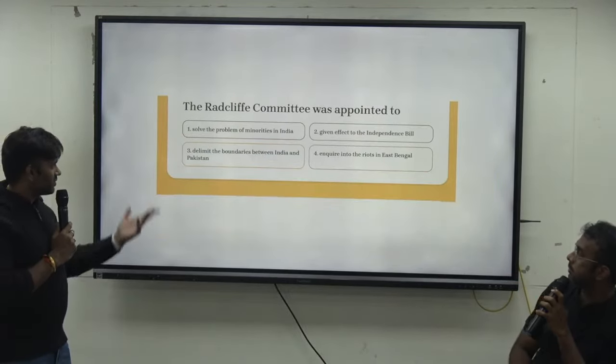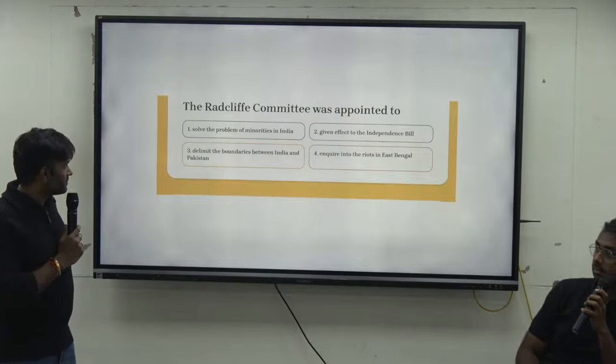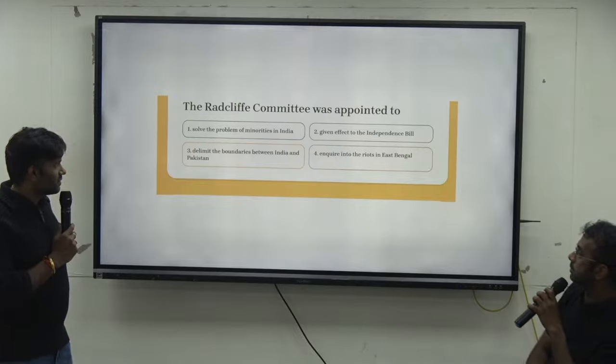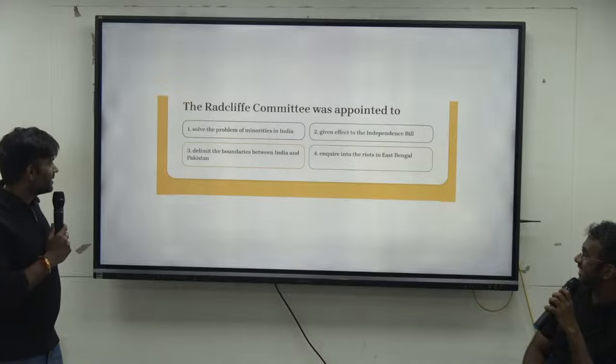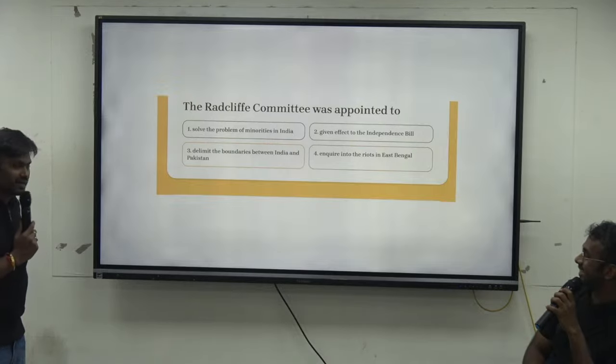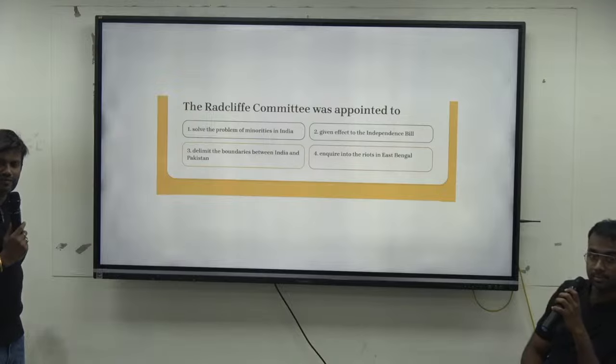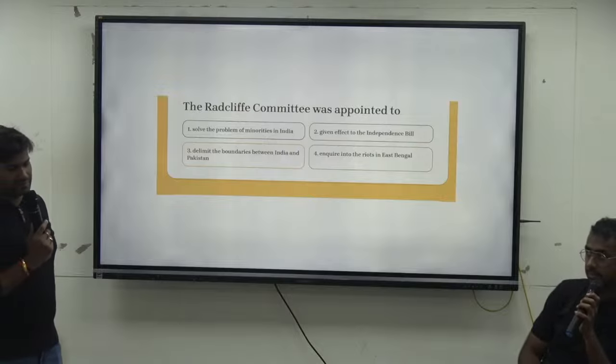Ratcliffe Committee was appointed for which of them? The partition of what? They delimit the boundaries between India and Pakistan. Okay. This, you have the McMahon line between whom? China. Durand line between whom? Okay.